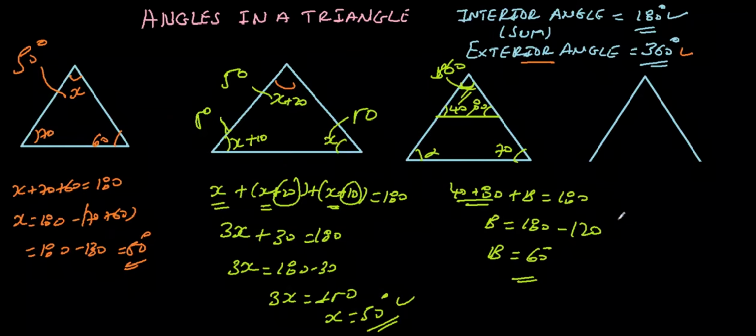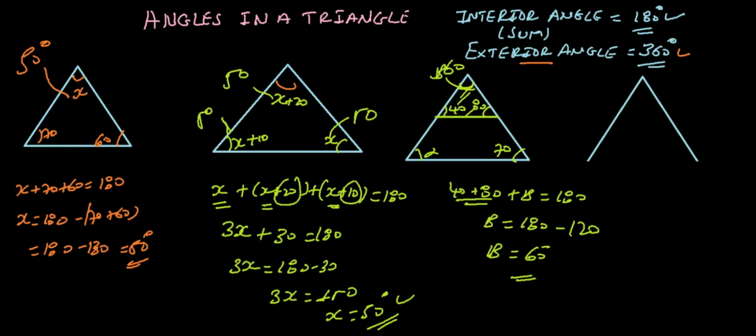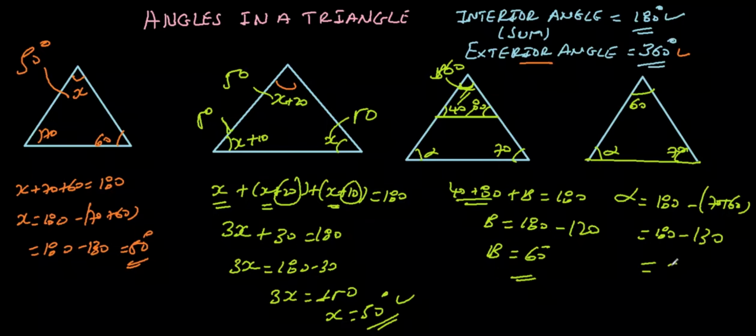If this one is 60 degrees, now we'll go for the largest triangle. Now the new triangle will be like this. This one is 70 as shown here, this one is alpha, and this one is 60 degrees. We found 60. So alpha will be 180 degrees minus 70 plus 60, right? 70 plus 60 is 130. Then it will be 180 minus 130, and it will be 50 degrees.